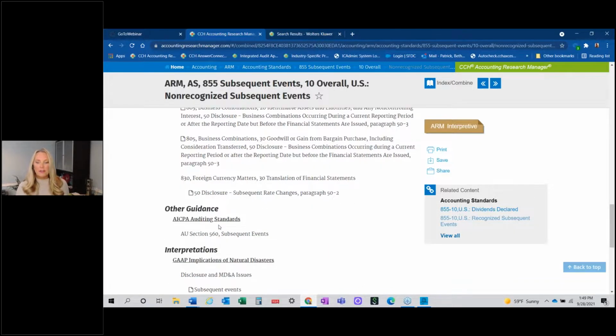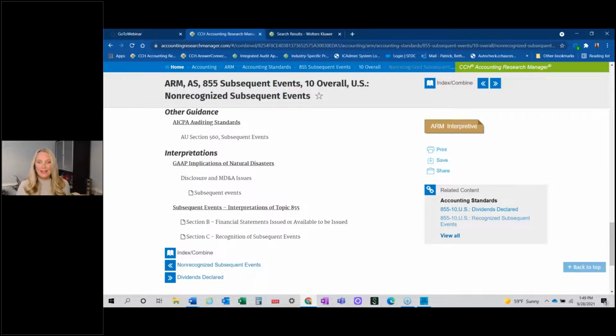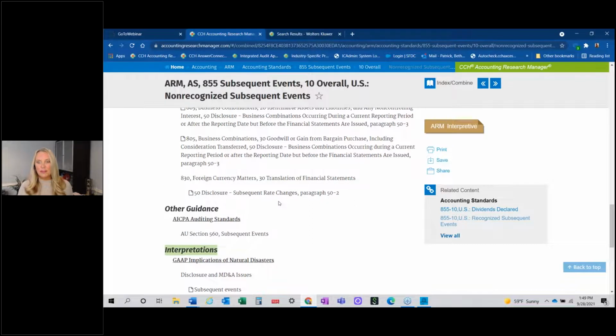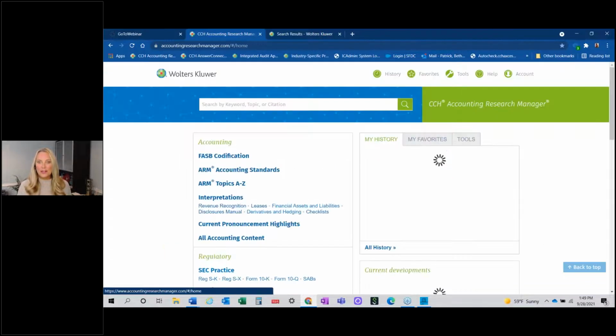If there's something from the AICPA, we'll tell you about that. And then the last thing would be our interpretations. So if you want to go into some additional guidance, some further examples, that's what this would do, really take you into a deeper dive. So now you could just click into this, do your research, and not have to spend as much time. So that's just one way to start your research.